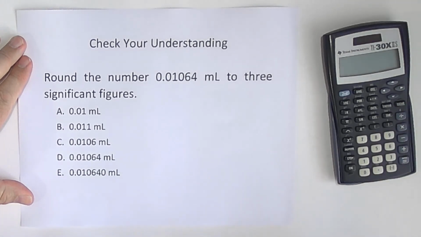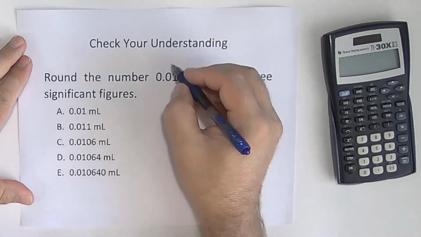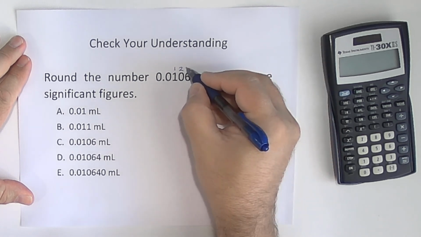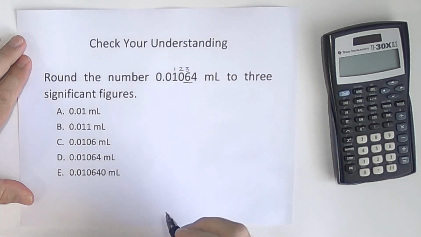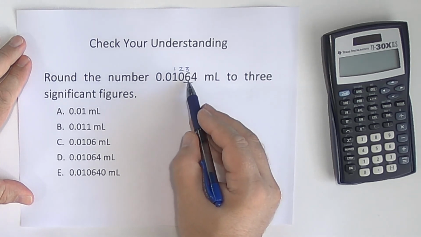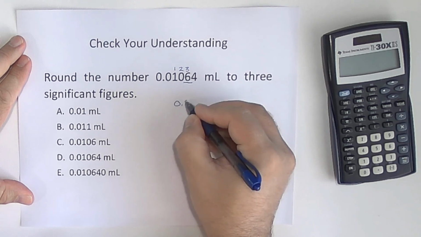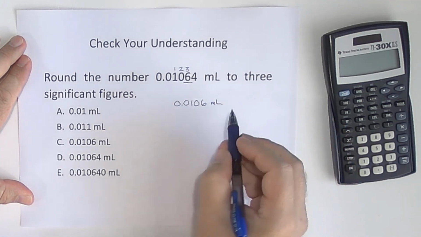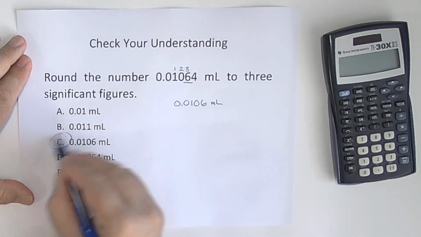Okay, let's go ahead and check your understanding. Go ahead and pause the video and answer this question for me. Okay, start counting at the non-zero digits. 1, 2, 3. That is the last significant figure. That was the first step. Identify it. Look one digit to the right. In this case, it's 0 to 4, so this number stays the same, 0.0106 milliliters. And in my answers, that's C.